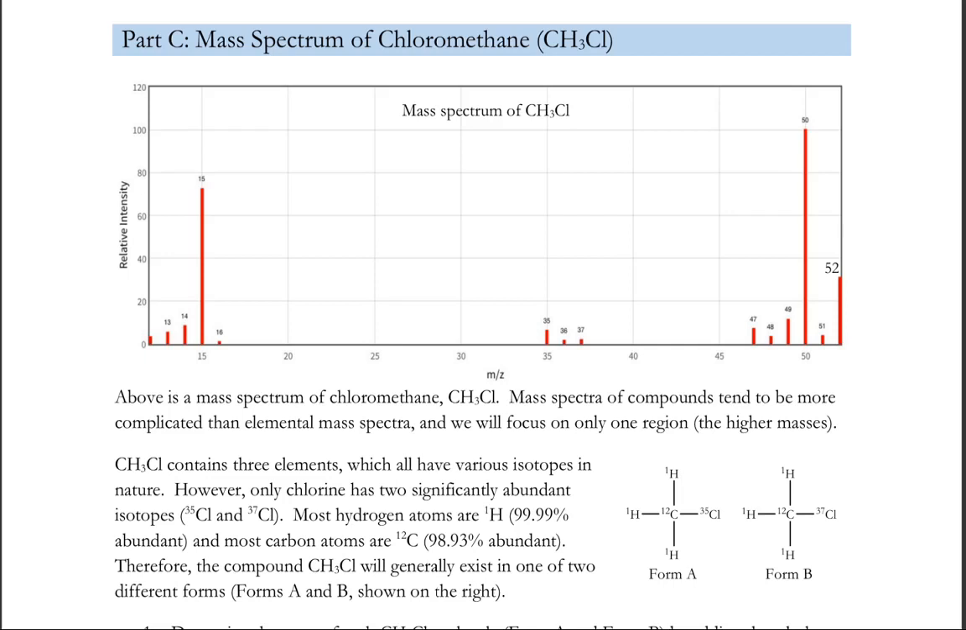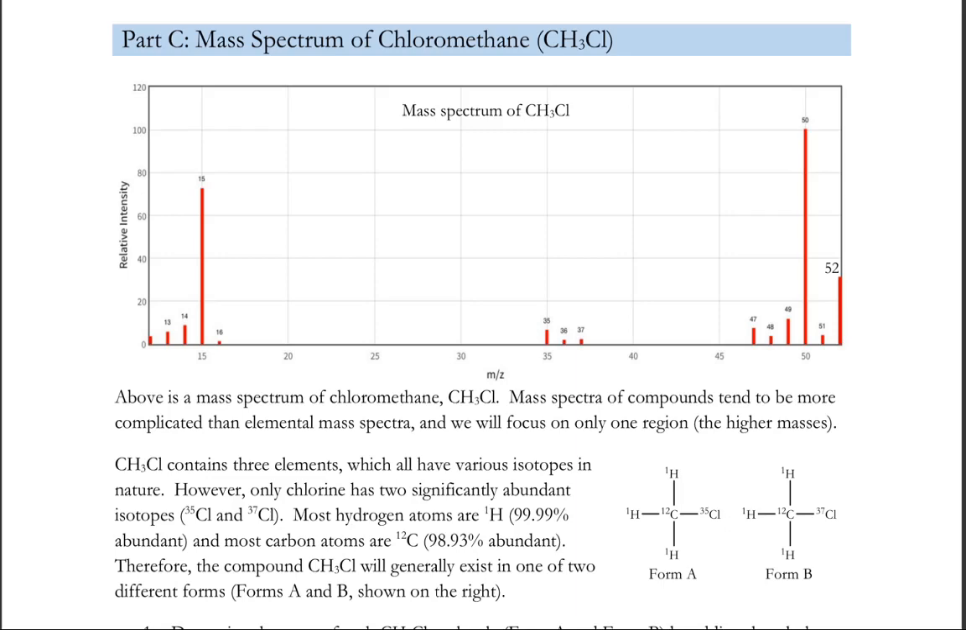So determine what the mass of form A is and what the mass of form B is, taking into account that each one has 3 hydrogens, each with a mass of 1 U, and each has 1 carbon with a mass of 12 U. So figure out what the mass of form A is, what the mass of form B is. Of course, form B will be 2 U's greater due to chlorine 37 versus chlorine 35. And then determine where those signals are on the mass spectrum.